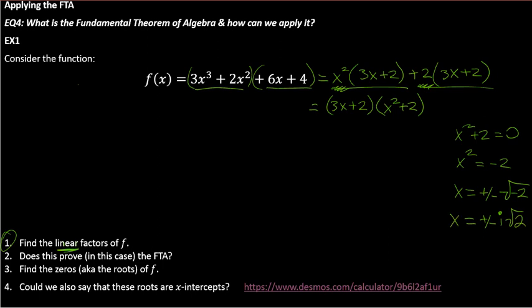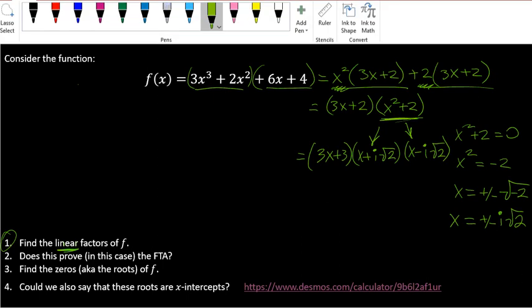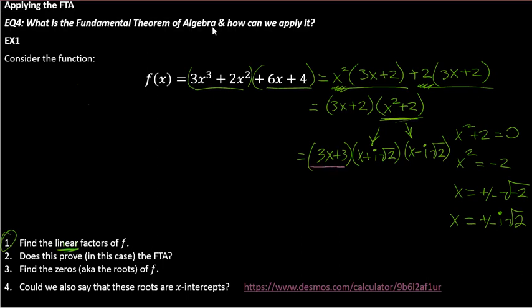Okay, so that means this factors into both x plus i square root of 2 and x minus i square root of 2. Now, how many factors do we have? We have 1, 2, 3. And remember, n was equal to 3.